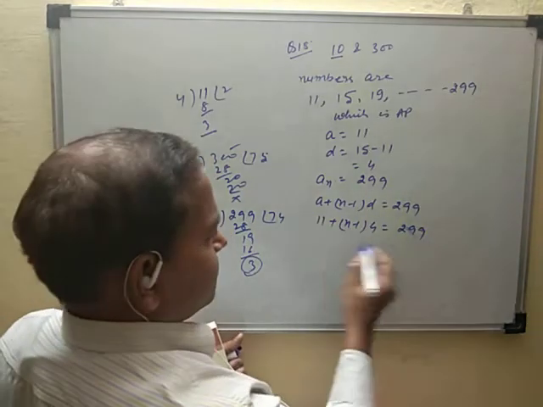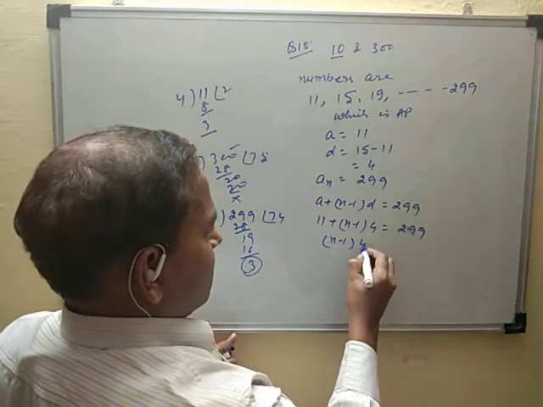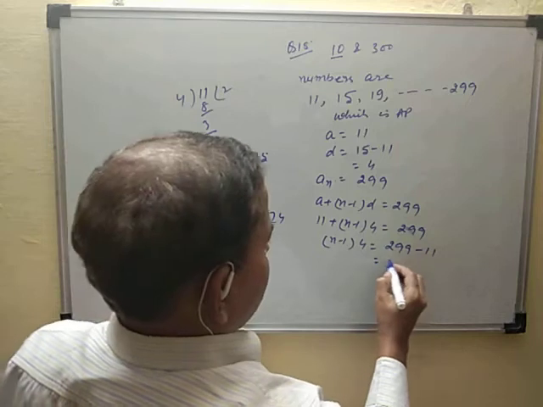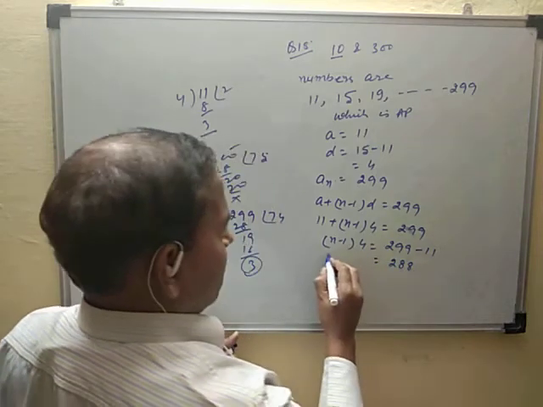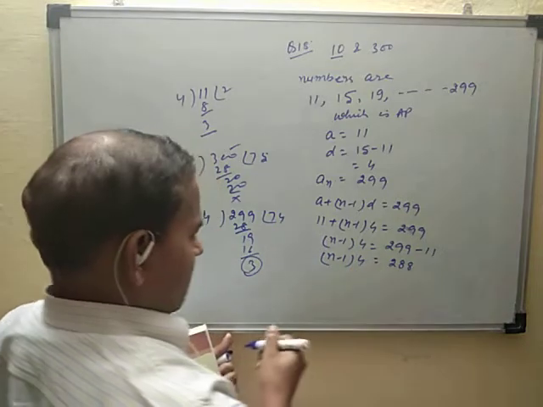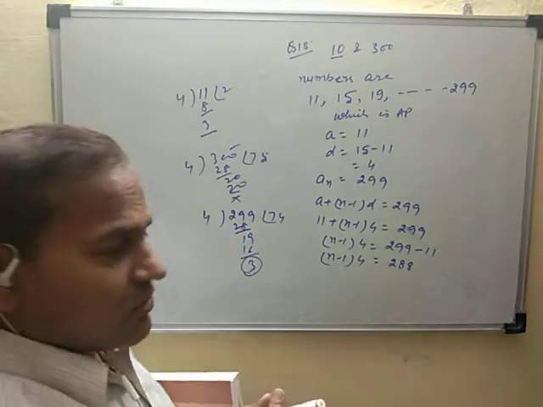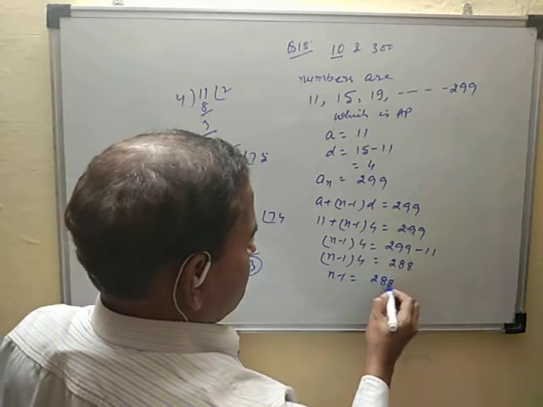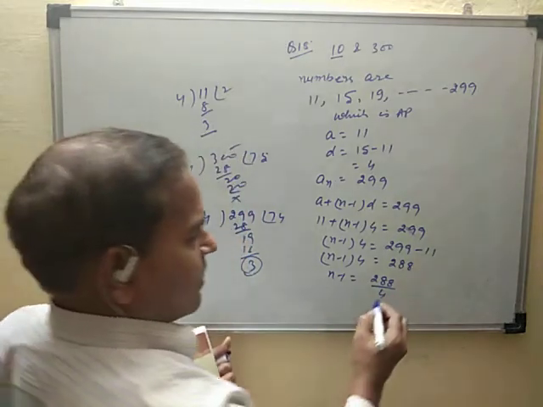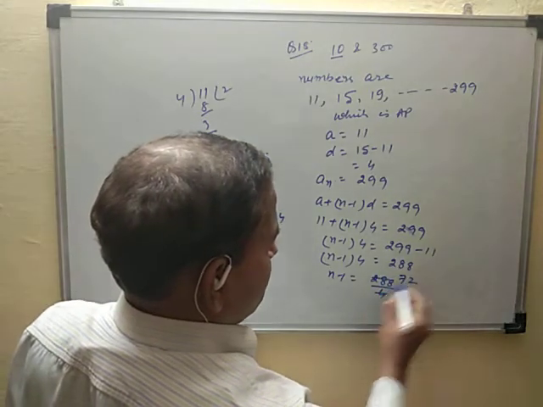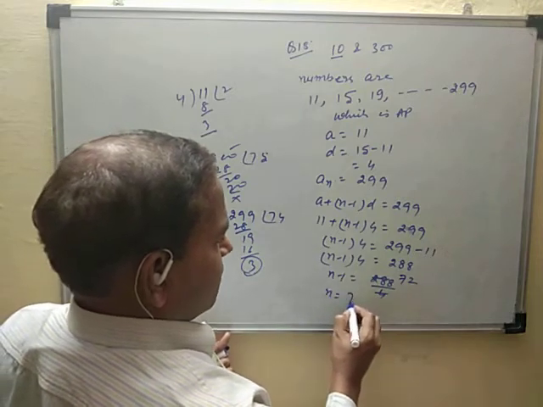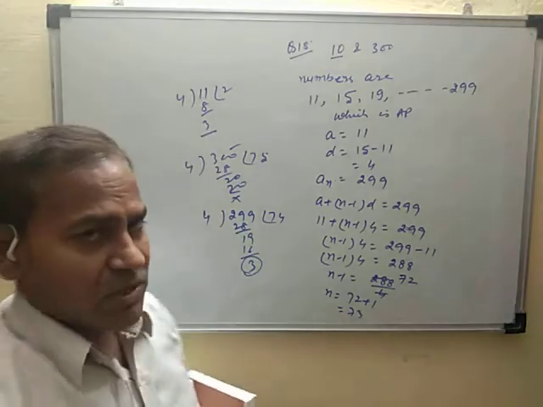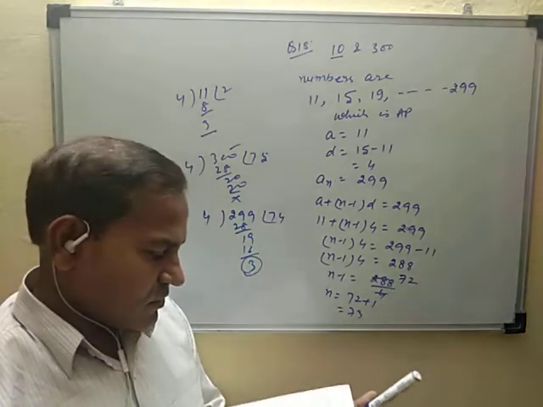This term taking to the right side. So (n minus 1) into 4 is equal to 299 minus 11. So subtract, 288. This is the value of (n minus 1) into 4. Now divide by 4, this 4 taking to the right side. So n minus 1 is equal to 288 by 4. Cut 4 7s are 28, 4 2s are 8. So n is equal to 72 plus 1, that is 73. So the total number is 73. This is question number 18.